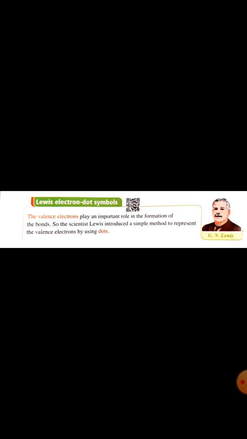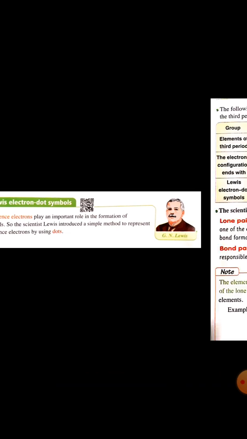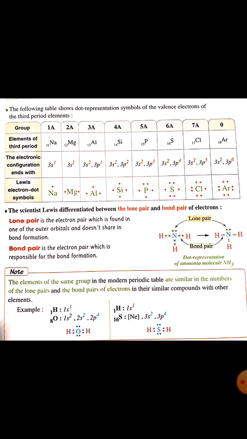After that, we need to know that valence electrons can be represented by just dots, and you know that. Lewis electron dot symbols. Lewis was the first one who introduced this idea. So we can represent valence electrons, as you can see from this table, by using these dots. In addition, you need to know the difference between lone pairs of electrons and bond pairs of electrons.